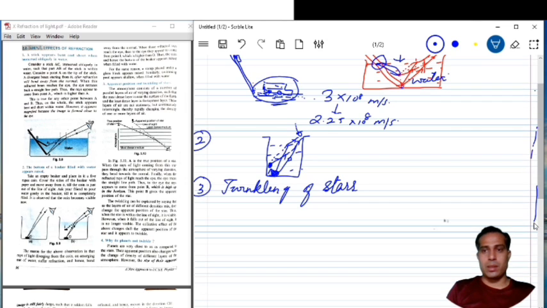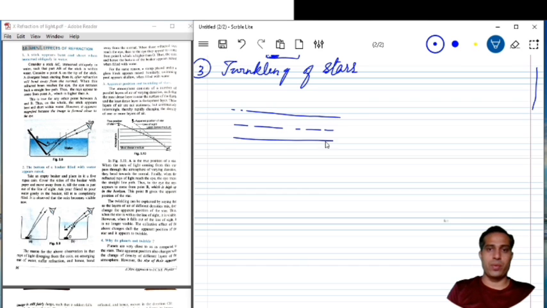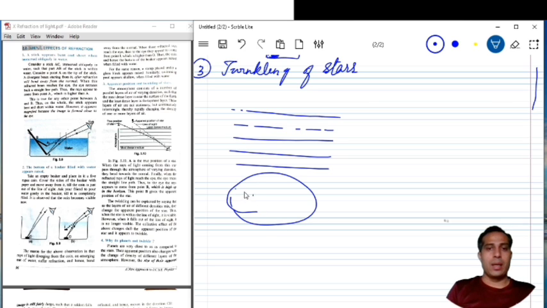And in the atmosphere, there are different layers of air. We are living on the surface here, and when we watch the stars in the sky, the stars are actually very far away from us.